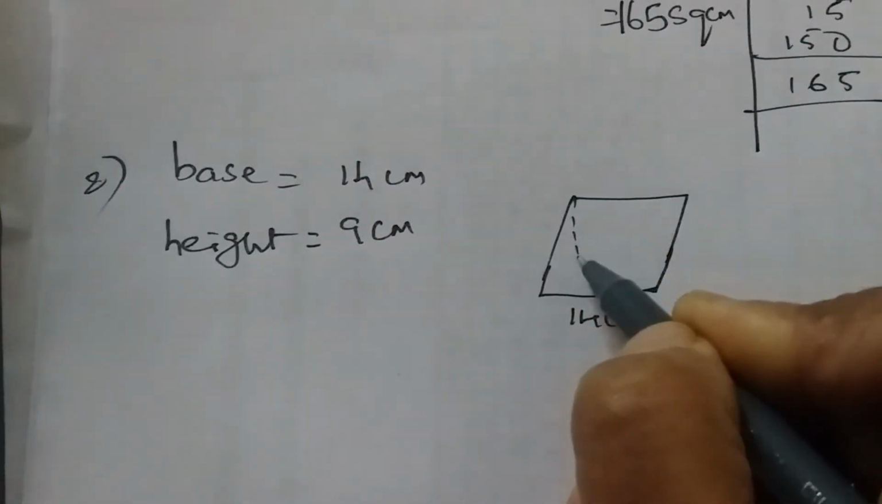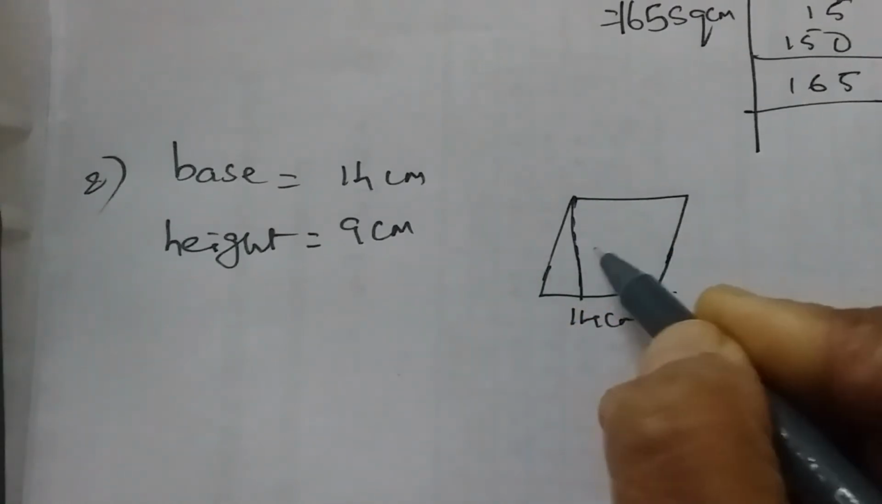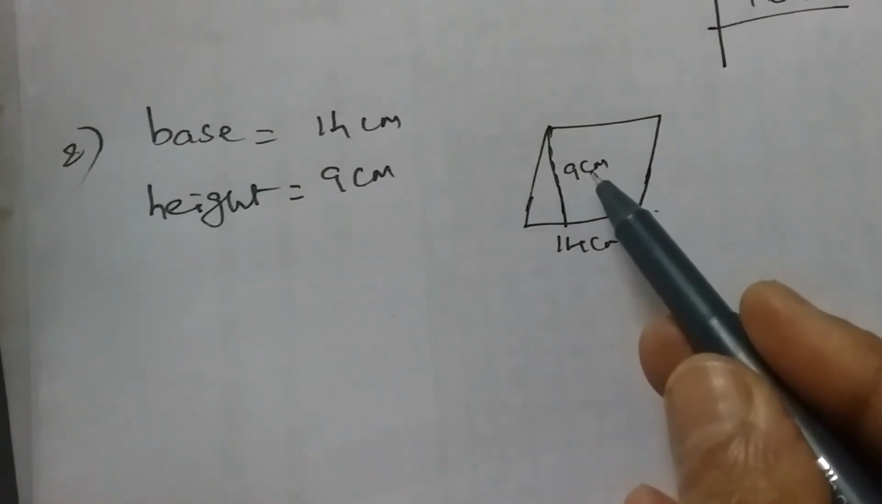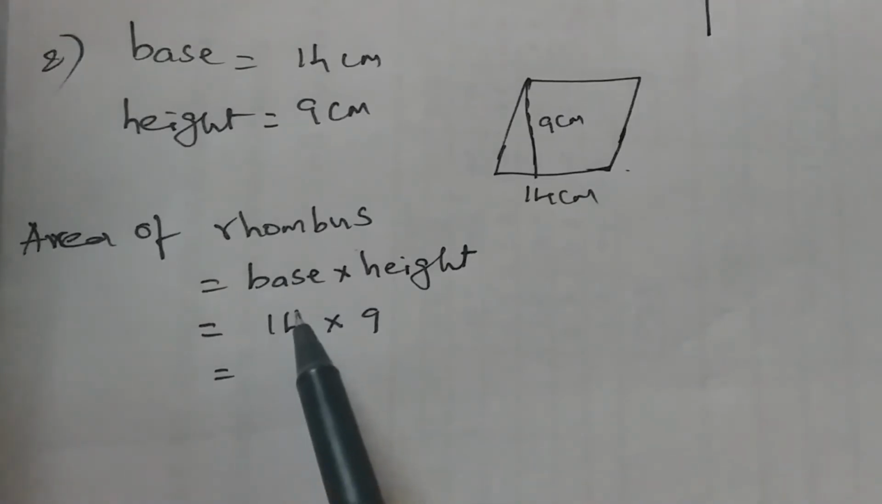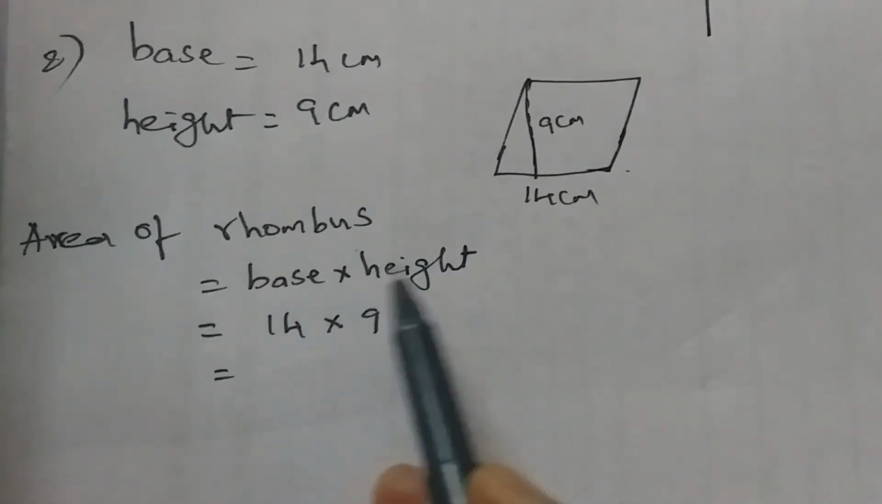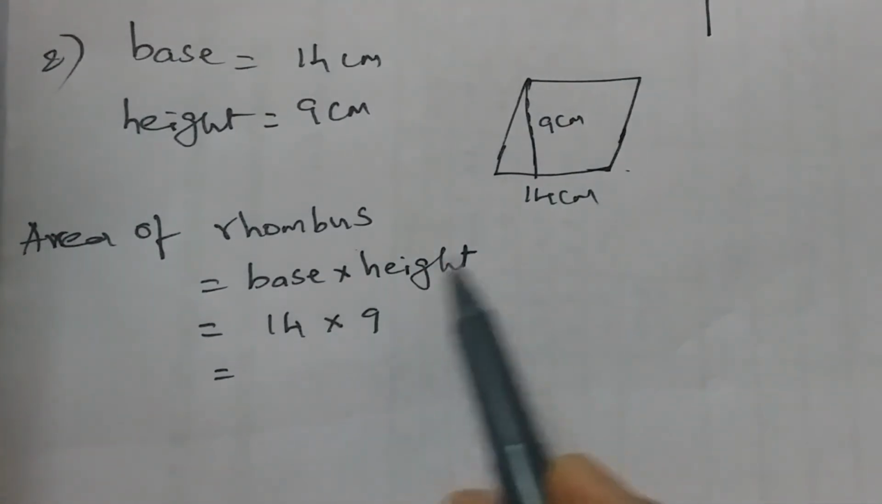How do you draw the height? If you take this as the base, then the height has to be drawn from the opposite vertex, and 9 centimeter is the height. So we know base and height. So which formula will you use? Yes. So area of the rhombus is base into height because we know the measurements base and height. So use the formula base into height.